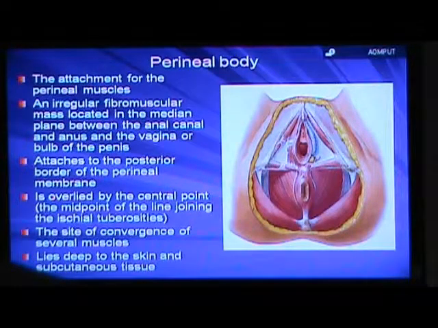Perineal body is the attachment for the perineal muscles. It's an irregular fibromuscular mass located in the median plane between the anal canal and the vagina or bulb of penis. Perineal body attaches to the posterior border of the perineal membrane. It is overlaid by the central point, so the midpoint of the line joining the ischial tuberosities. Perineal body is the site of convergence of several muscles. It lies deep to the skin and subcutaneous tissue.